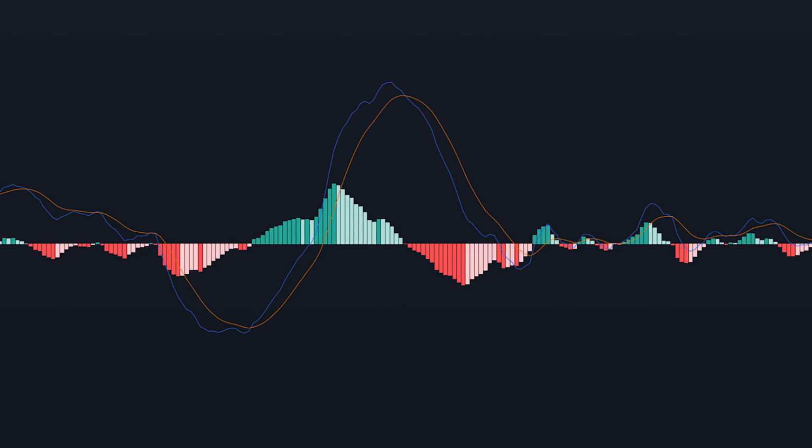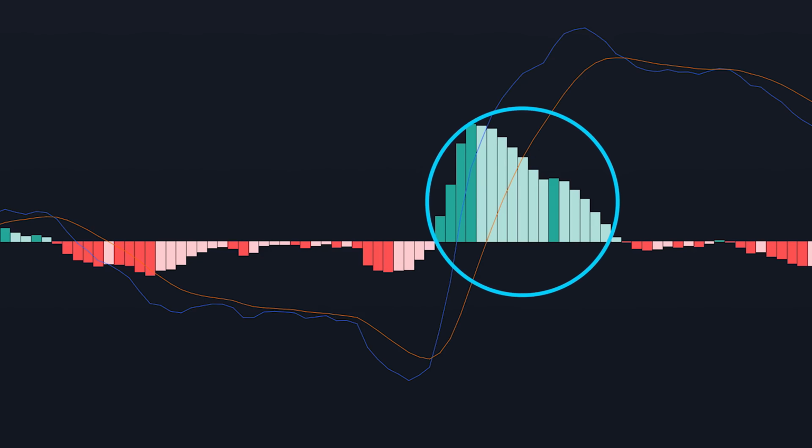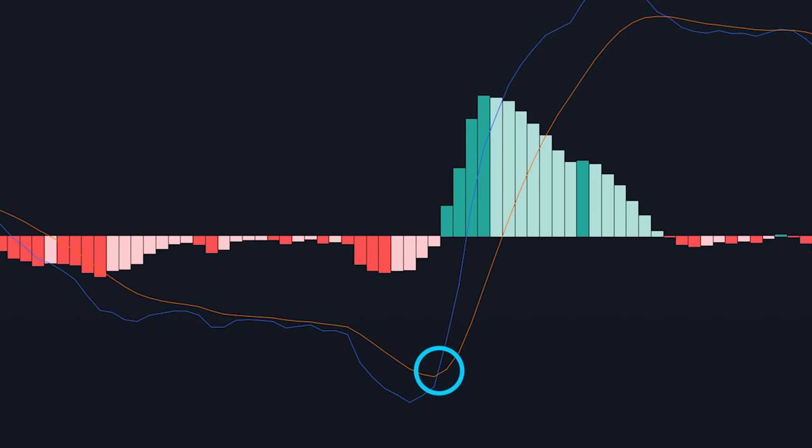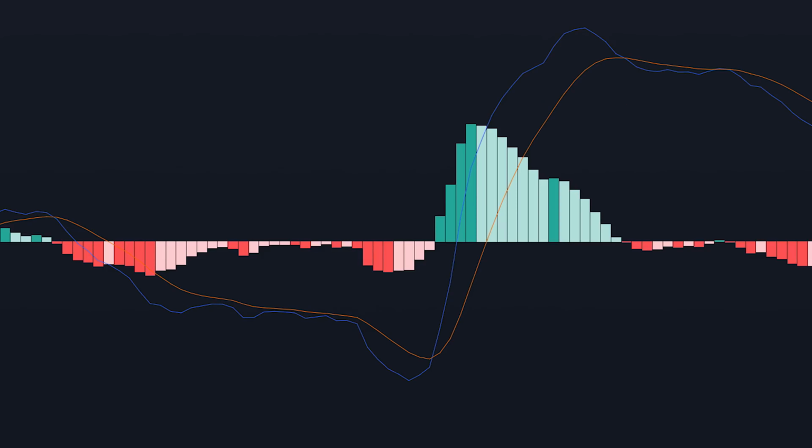Next, we have the histogram, which represents the difference between the MACD line and the signal line. So for example, the smaller the space between the two lines, the smaller the histogram gets, the bigger the space, the bigger it gets. You can also see once the MACD line crosses above the signal line, the histogram turns green, and if the MACD line crosses below the signal line, it turns red. And finally, we have the zero line, which basically represents the center of the MACD indicator.